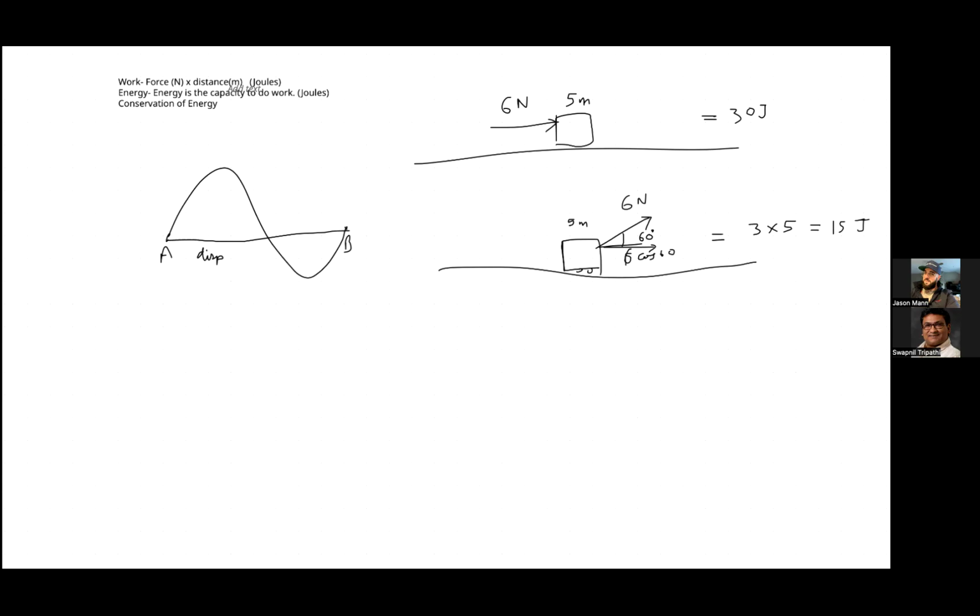All right. So when you are applying a force, all of that force may not be used up to do work. It depends on the angle. So a more general equation of work is work is equal to F d cosine theta, where theta is the angle between the direction of force and the direction of displacement.